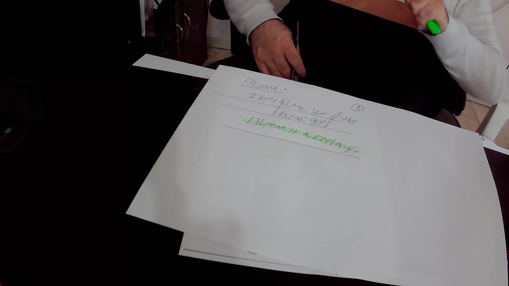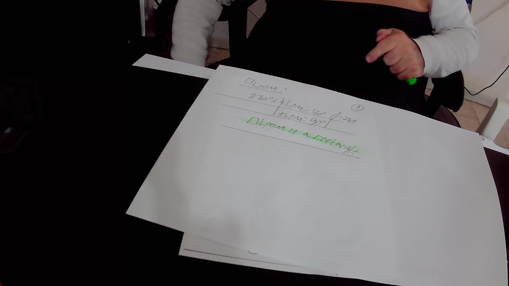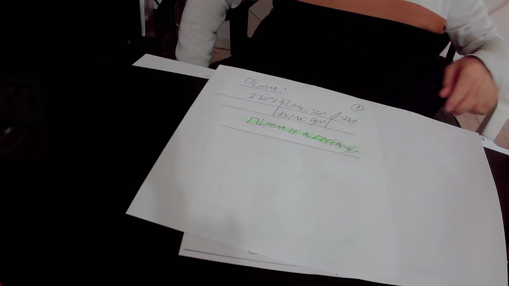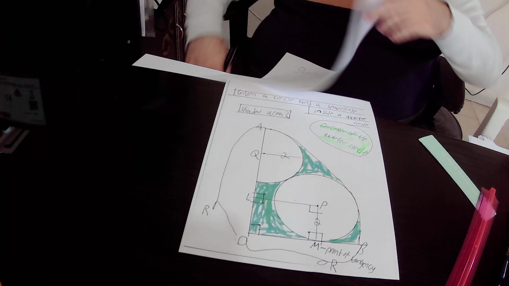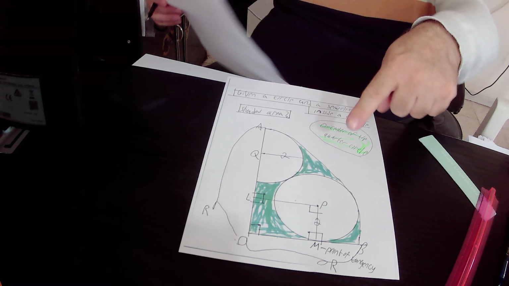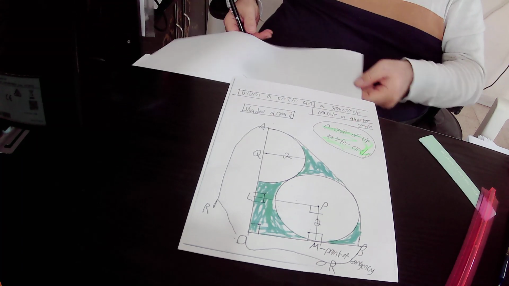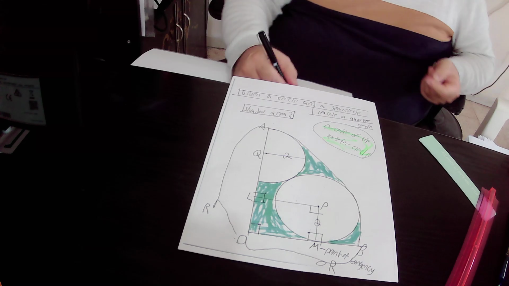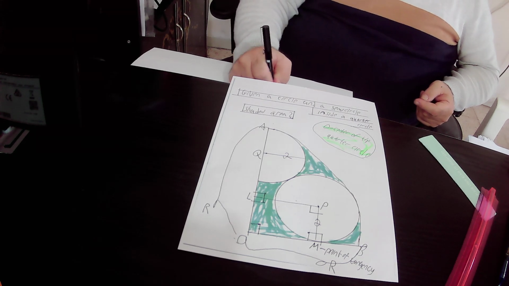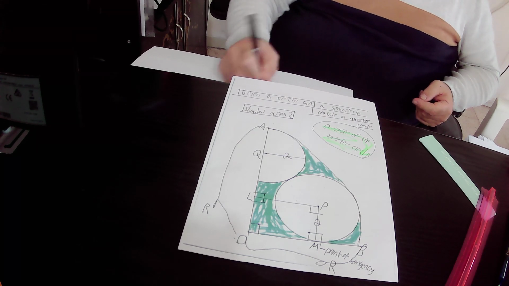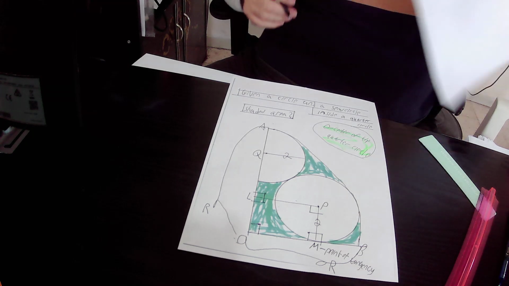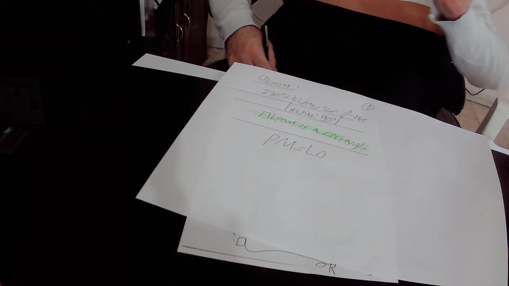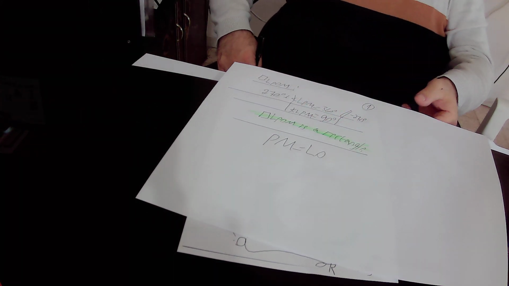Quadrilateral LPOM is a rectangle. And we also know that the opposite sides of a rectangle are equal to each other. That is to say, in rectangle LPOM, its opposite sides are equal to each other. It means that PM equals LO, according to the rule that the opposite sides of a rectangle are equal to each other.